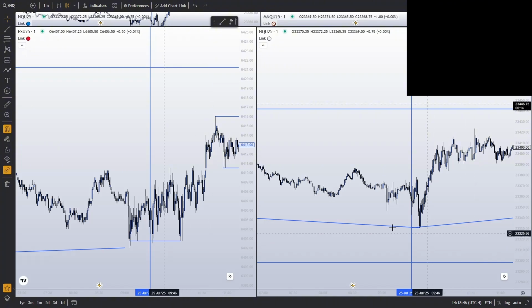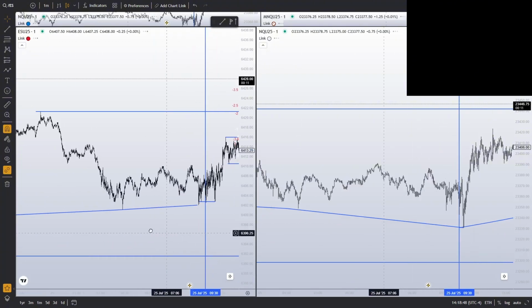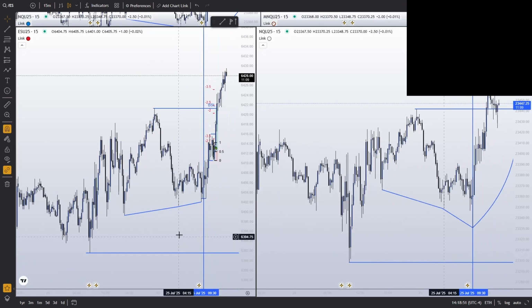So overall, not really much more to go on in this trade. It was a super simple market maker buy model, super efficient price action.